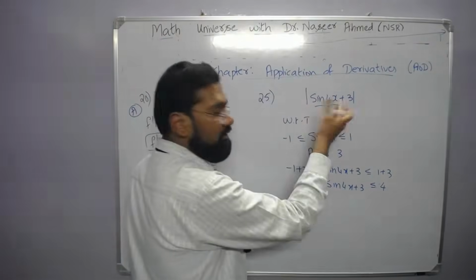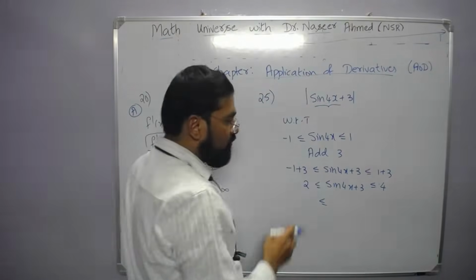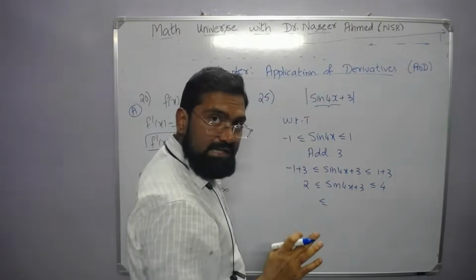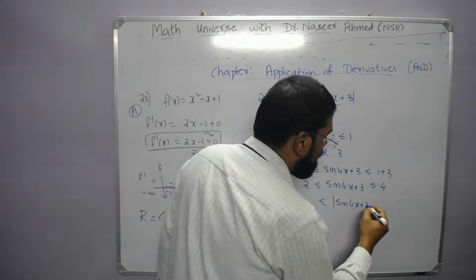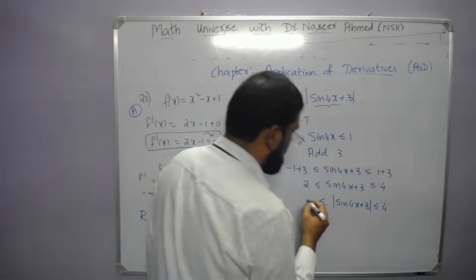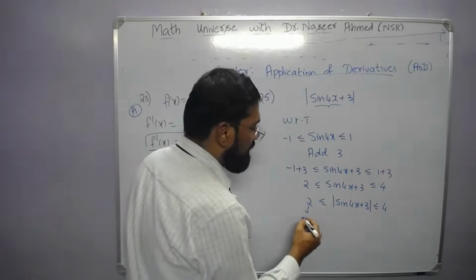They want it under the mod. If I take mod, don't forget 2 to 4, all the quantities are positive. So mod of positive is again positive. So there won't be any change after applying the mod. So this will be our minimum value.